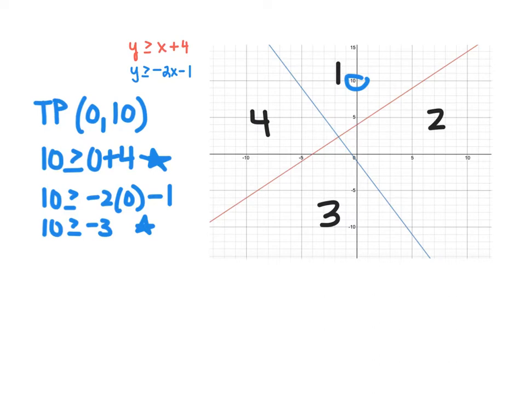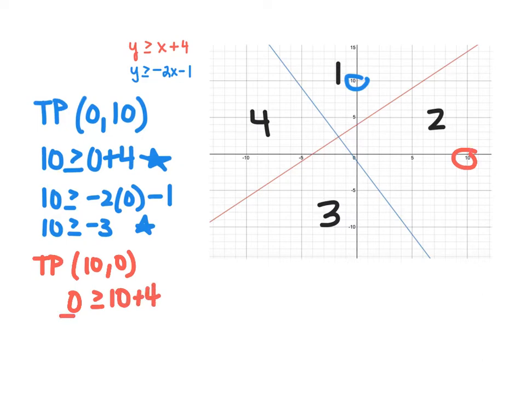I just happened to pick the right region to start with here, but if I would have picked something in region 2, let's do 10, 0. Okay. So if I did 10, 0 instead, I would plug in 0 for the y. Is that bigger than or equal to 10 plus 4? Well, already it doesn't take that much time. I can see 0 is not bigger than 14. So I already knew region 2 does not work.